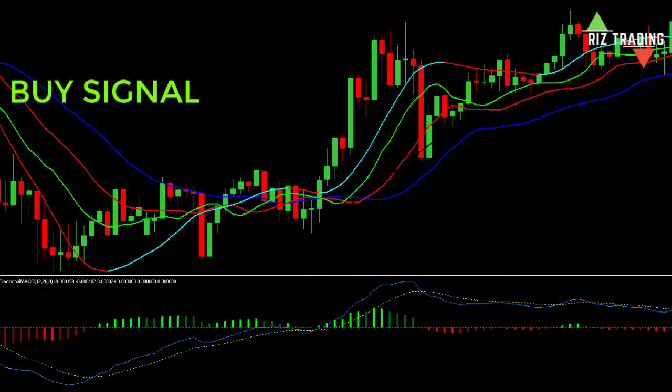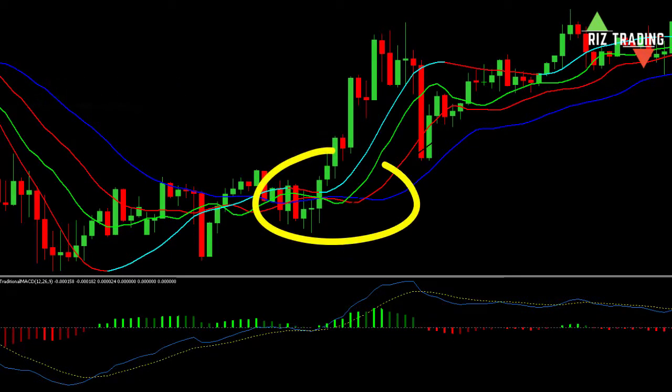Buy signal. If the blue line of the alligator indicator intersects the other two lines, which are the lime and red line, bottom up, and it also crosses the green line of the Hull moving average, and if the blue line of the two-line MACD breaks above the zero level, then price is said to be pushed to the upside and it triggers the buy signal.